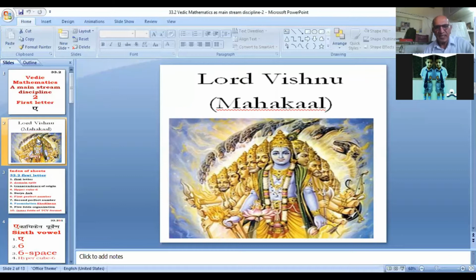Six space domain is presided over by Lord Vishnu. The specific feature of this organization, this format, this phenomenon of our existence, this special feature of the existence phenomenon of our solar universe as such, as well as of the existence phenomenon within the human frame, is Mahakal. Lord Vishnu as Mahakal is the full expression of the mathematical format of Vedic order for the existence phenomenon in its entirety.